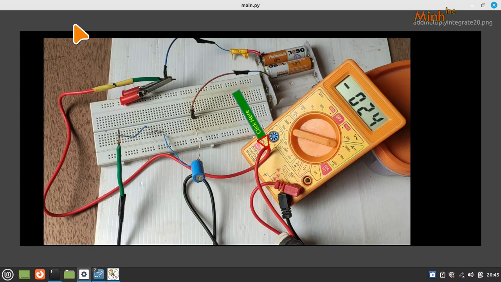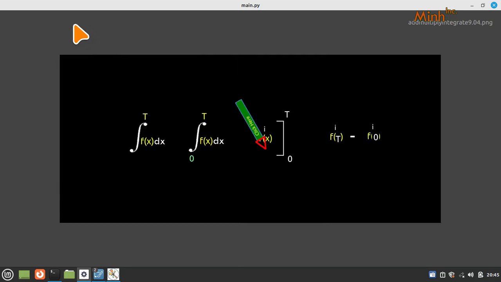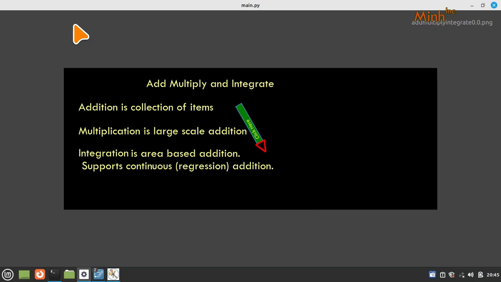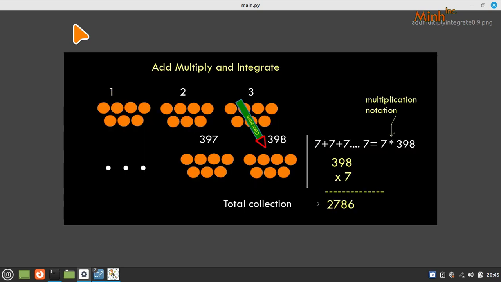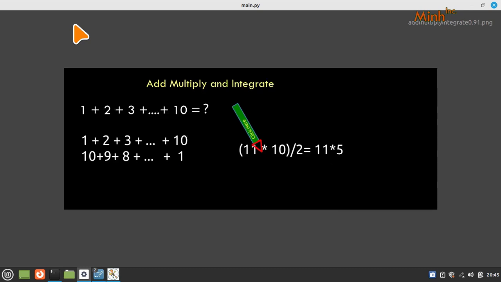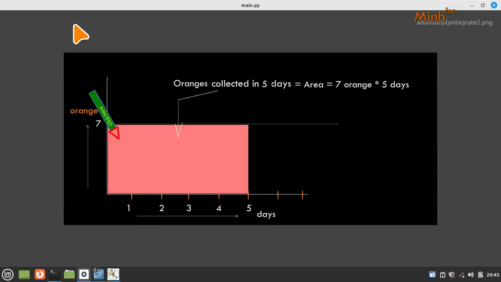Okay, so this is the lab session. So probably we have finished the integration. We started with addition, simple addition, and simple addition becomes multiplication when it is too big, and simple addition in a triangular way can be done like this.